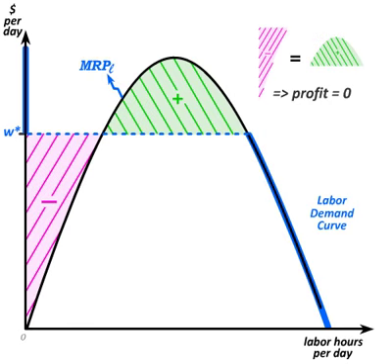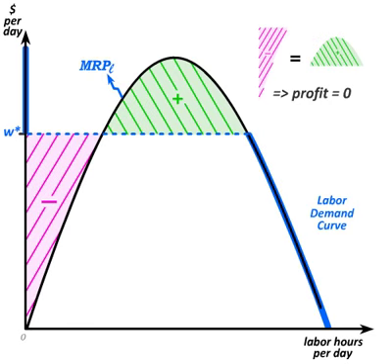You can see that a wage above W star would result in negative profit because it would increase the size of the magenta area and decrease the size of the green area. Similarly, you can see that a wage below W star would increase profit above zero because it would decrease the size of the magenta area and increase the size of the green area.